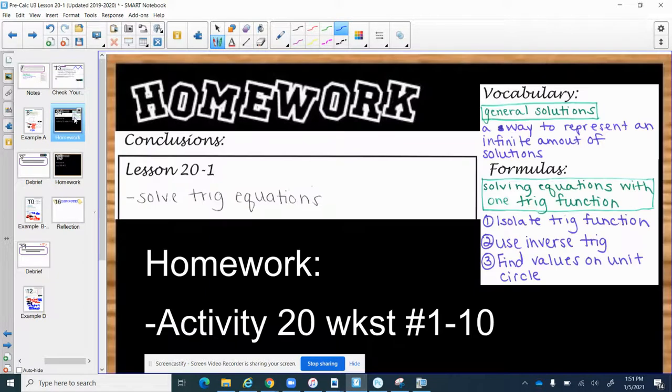All right, so lots of information going on here, but the biggest thing is understanding the difference between general solutions and then beginning to solve. We will definitely work more with this in class and start looking at that activity 20 worksheet.